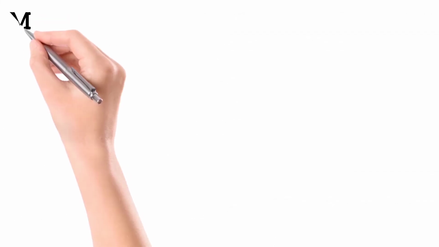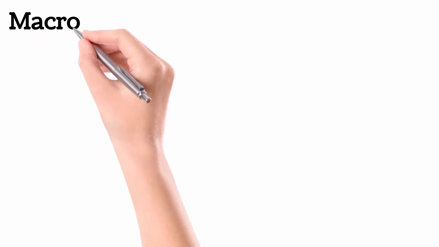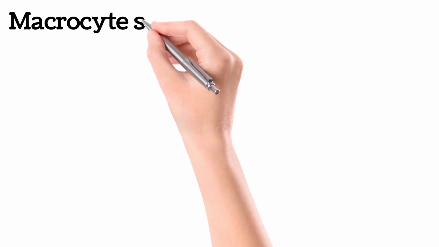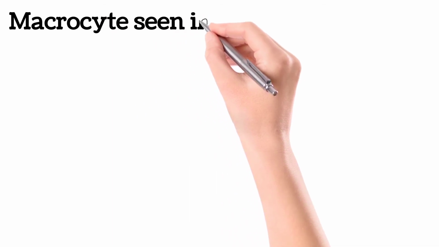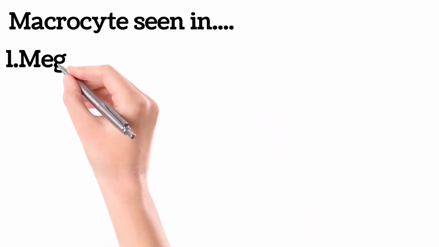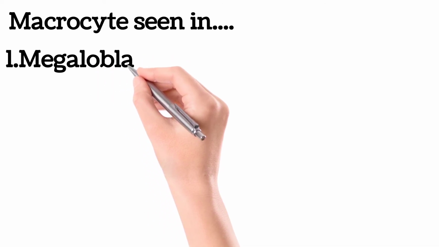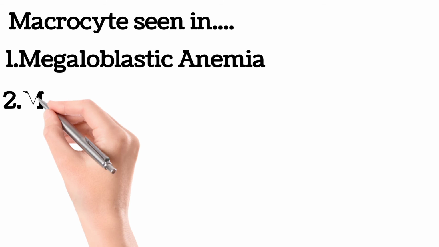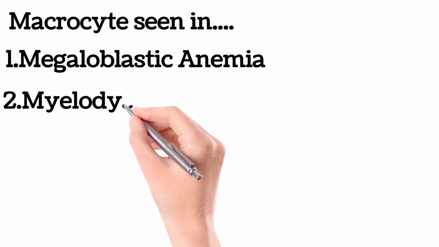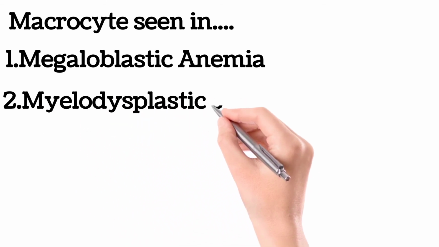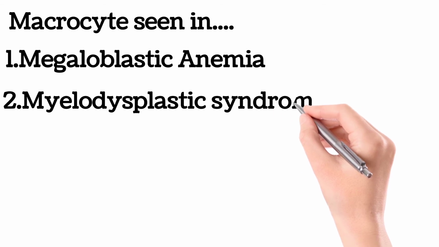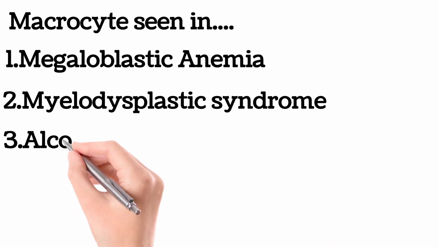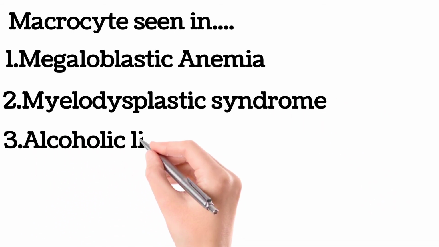Now we will see which are the causes of macrocytic, large RBC. So the large macrocytic red blood cell is seen in the peripheral blood smear in macrocytic anemia. The examples of macrocytic anemias are, first one is megaloblastic anemia, means in which B12 or folic acid deficiency is there. Second cause is myelodysplastic syndrome, right? It is one of the blood cancers.